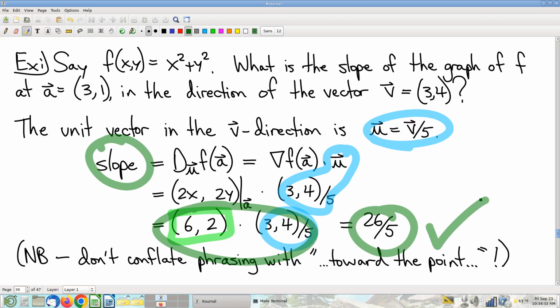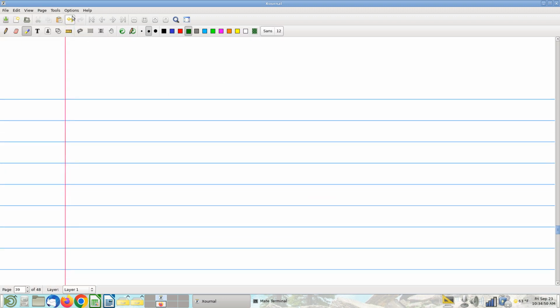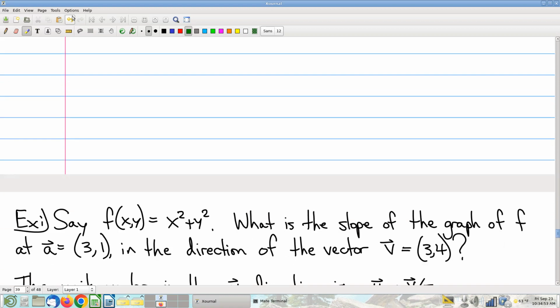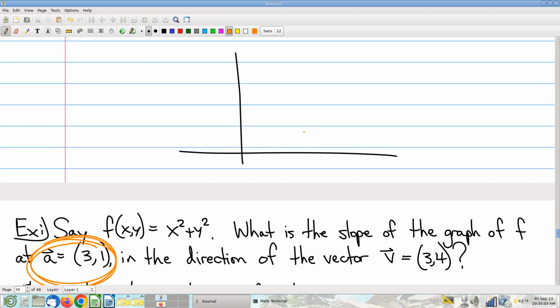Okay, here's another little quick warning, another little landmine here. You have to be careful with this phrasing: in the direction of the vector 3, 4. Let me draw a picture of what this means. I need some space. Okay. In the direction of the vector 3, 4. Well, keep in mind we're starting at the point 3, 1. So we're starting here. That's my A.